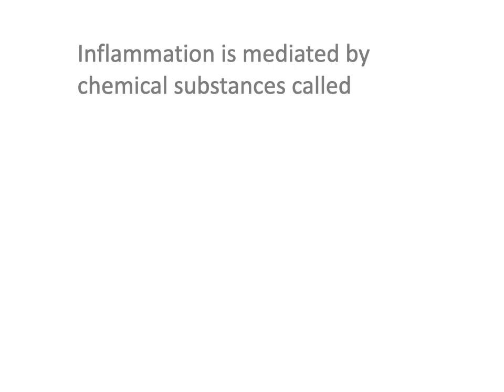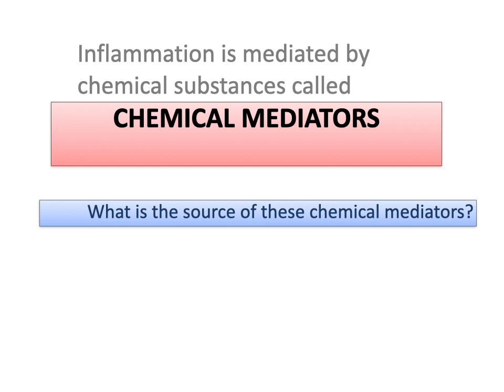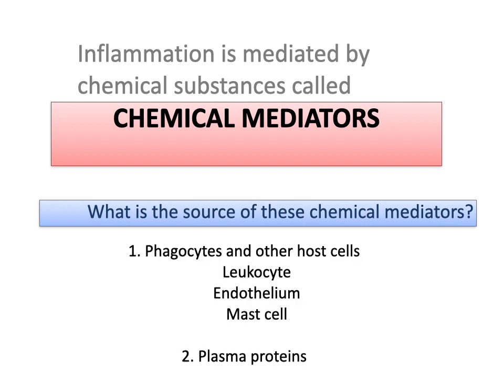Now, I mentioned earlier that inflammation is mediated by chemical substances, and these are generally known as chemical mediators. These chemical mediators come from your WBCs. They also come from the endothelium, or the lining of the blood vessels, and they also come from specialized cells known as mast cells.